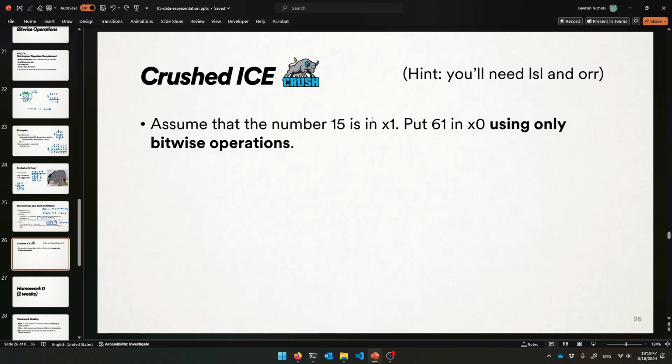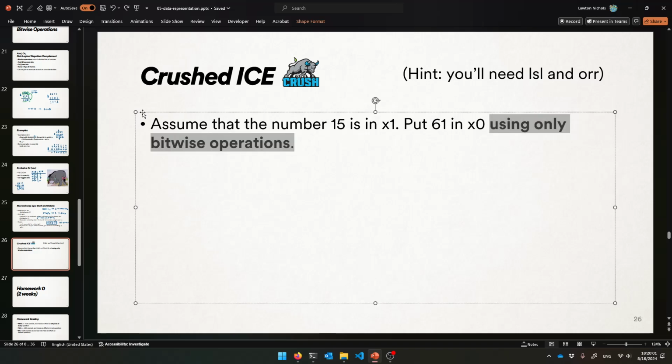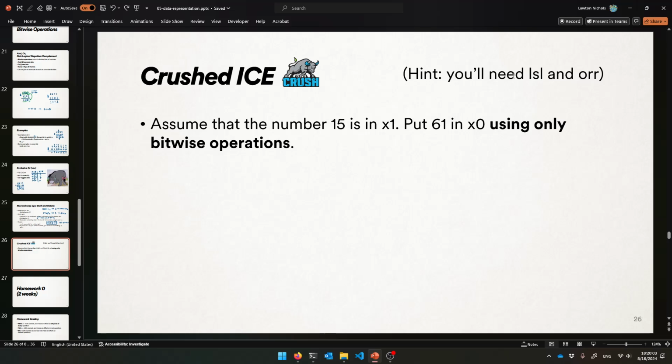Let's say we've got a number in x1. Let's say we got the number 15 in x1. And I'd like you to place 61 in x0, using x1, of course, using only bitwise operations. So the ones that you're going to need are LSL and OR.